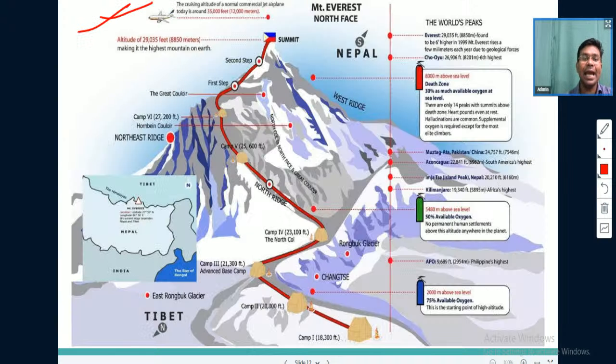What is the height at which commercial airplanes move? They move at a height of around 35,000 feet above sea level, so they still move around 6,000 feet above Mount Everest. There is no point of collision. It may happen because of some kind of technical error, but still the airplanes move way above the height of Mount Everest.